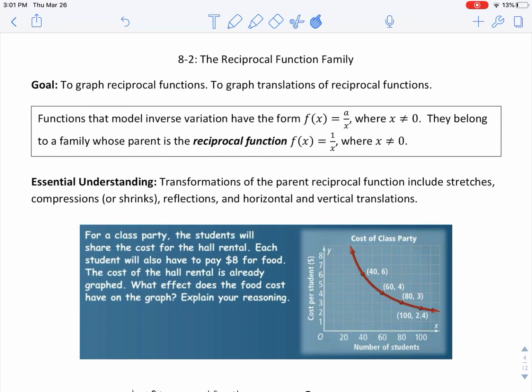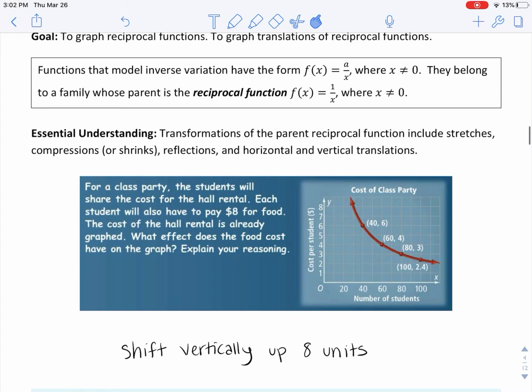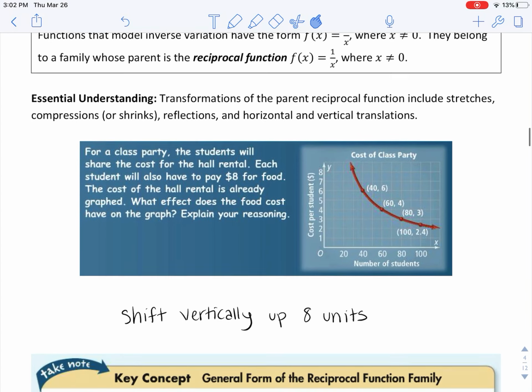Transformations of the parent reciprocal function include stretches, compressions or shrinks, reflections, and horizontal and vertical translations, which you have seen previously when we graphed the quadratics. We moved those left, right, up, down, stretched them, shrunk them, and we also did that with radical functions as well.